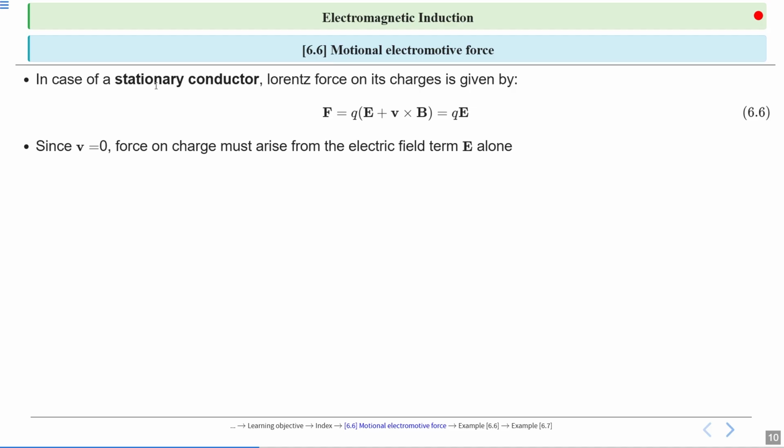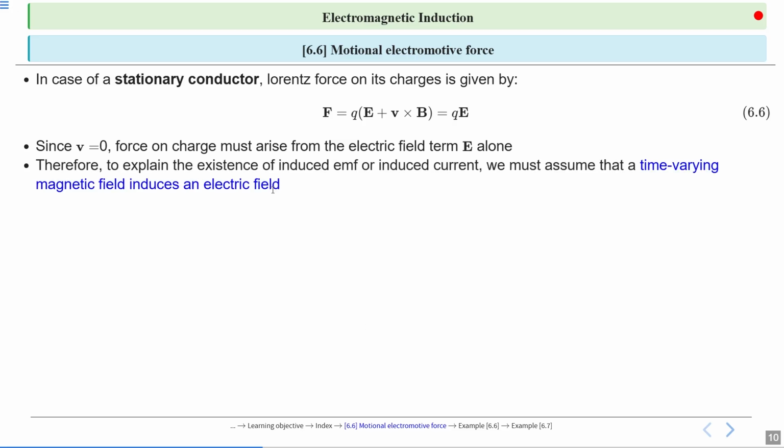When the conductor is stationary, velocity will be 0, so this V cross B will be 0. So force is due to Q into E. Since V equal to 0, the force on the charge must arise from the electric field term E alone. But there is no electric field present in the space, only a magnetic field is there.